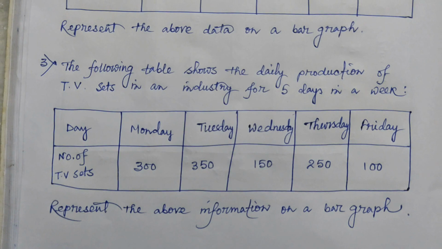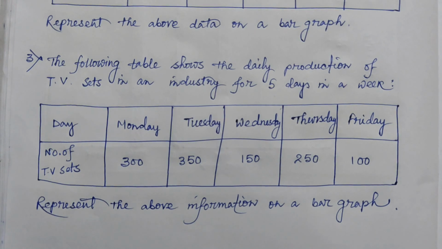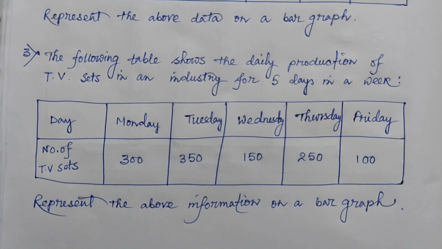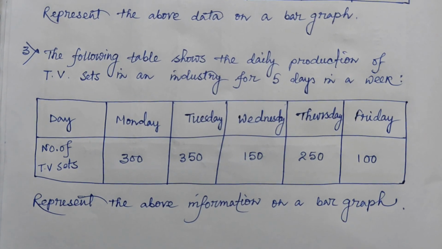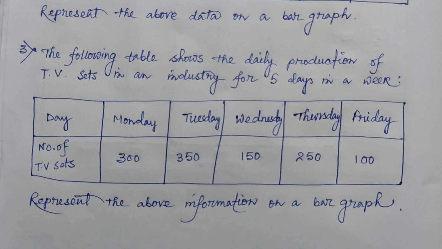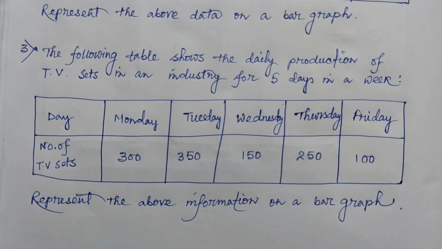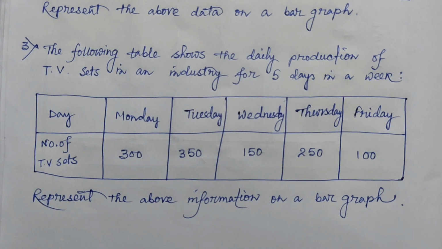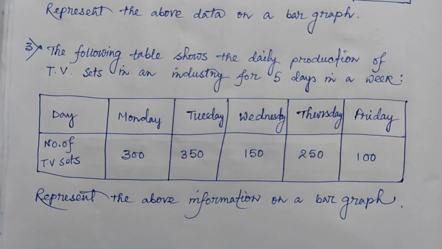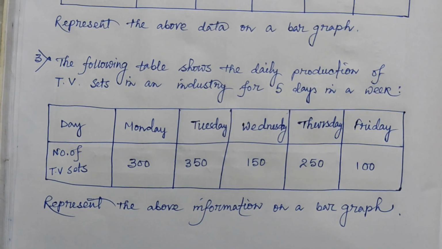Next, question number 3. The following table shows the daily production of TV sets in an industry for 5 days in a week. Monday 300, Tuesday 350, Wednesday 150, Thursday 250, Friday 100. Represent the above information on a bar graph. So you must do this homework in your copy.